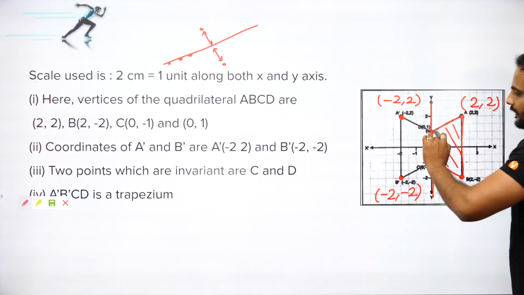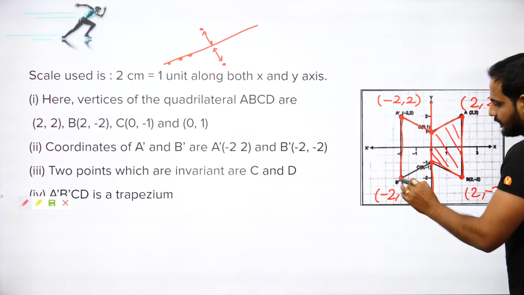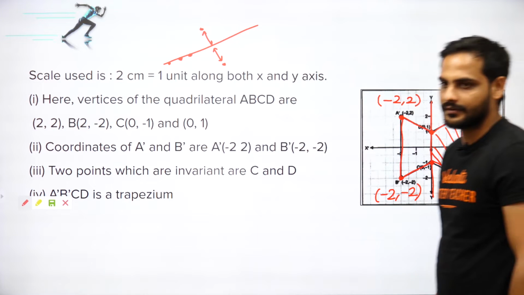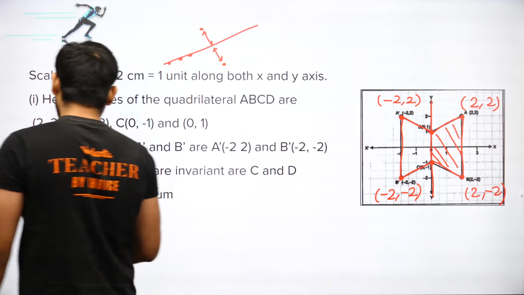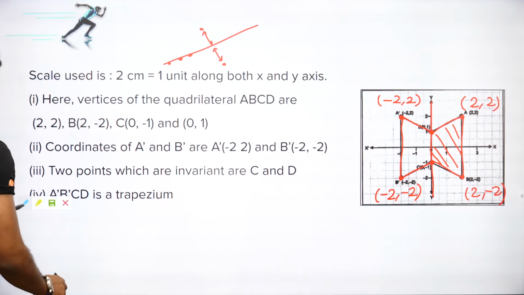ठीक है? Then they were saying, sir, what is this shape called? This shape will be your trapezium, as simple as that. Okay? Chalo, let's move to the next question.